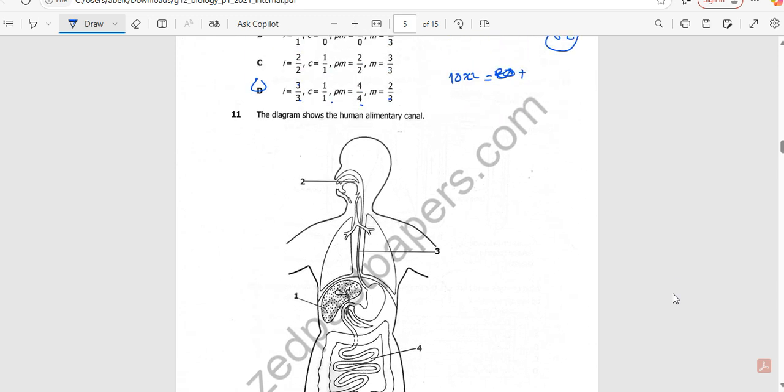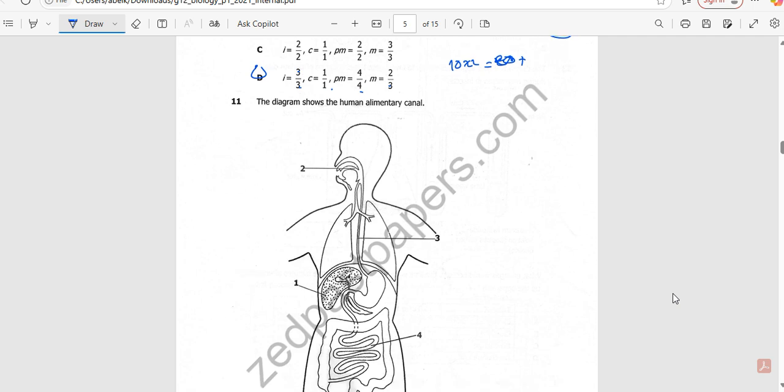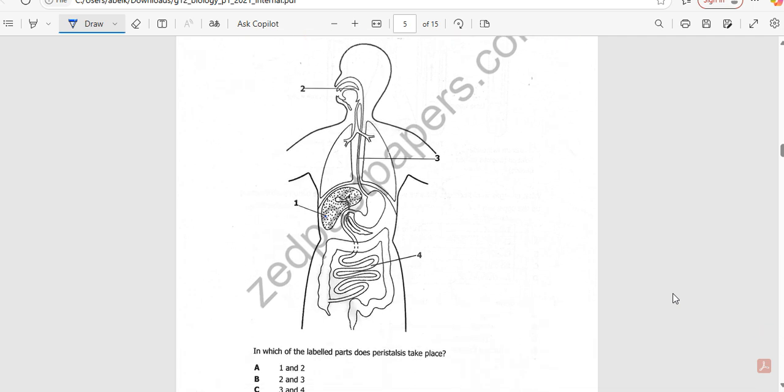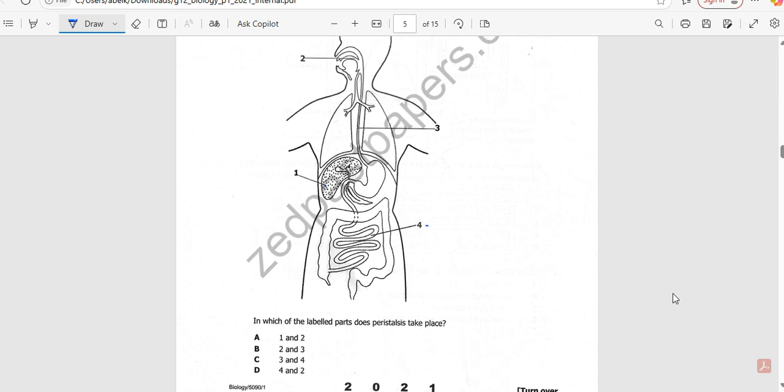The diagram shows the human alimentary canal. So we have the mouth here, 2, esophagus 3, then you have the liver, 1, and then the small intestine 4. So in which of the body parts does peristalsis take place?